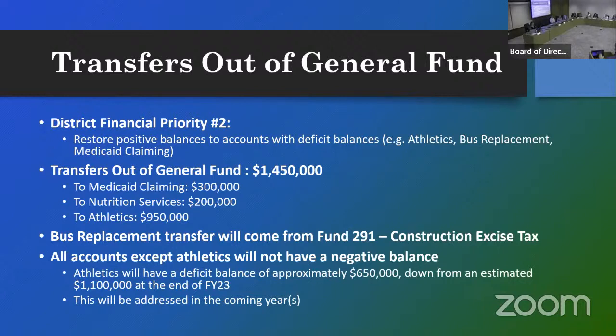We've since moved those staff into the general fund. That's also part of the reason the general fund is up, is there's more staff members coming into the general fund from the Medicaid claiming fund. And we now need to pay that account off and just close that fund out. And so that's what that $300,000 transfer is.